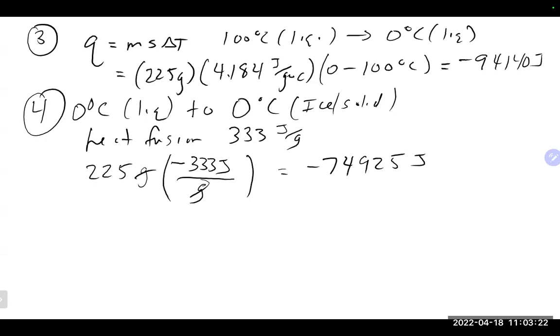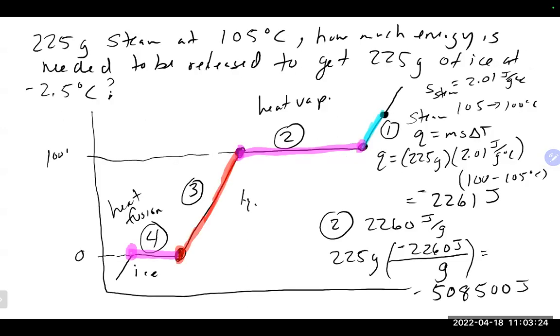So obviously we can see here it took about 75,000 joules to do the transition going from liquid back to solid. It took about 508,000 joules, right, to do the transition of going from gas back to liquid. So a lot more energy involved in that process.